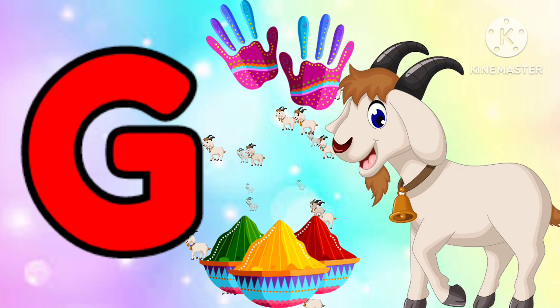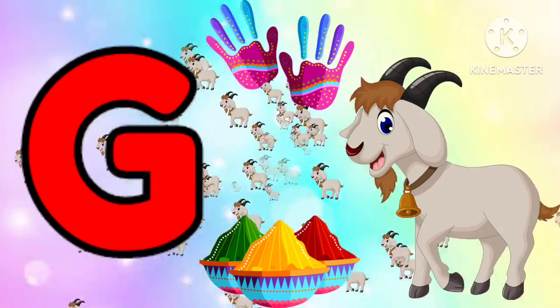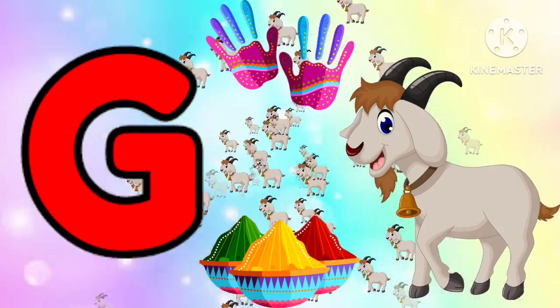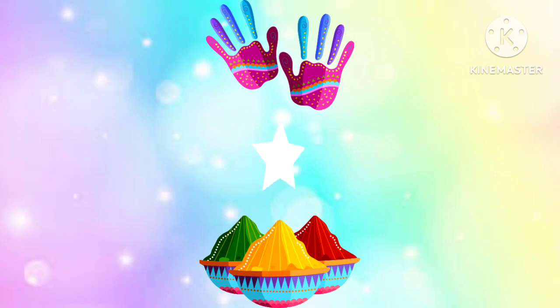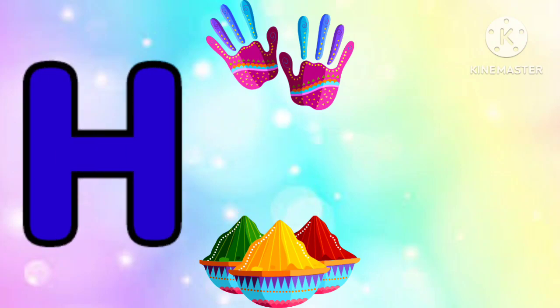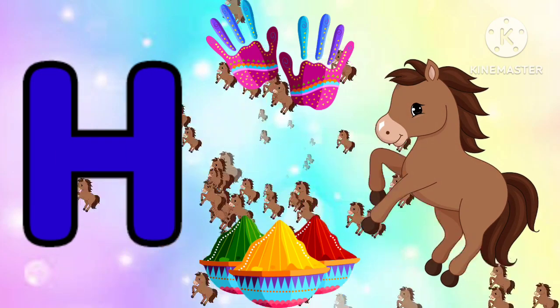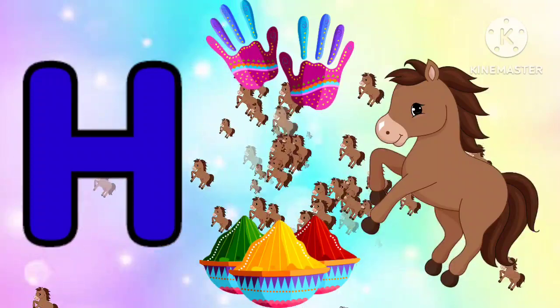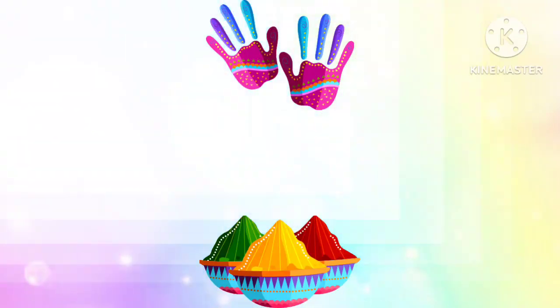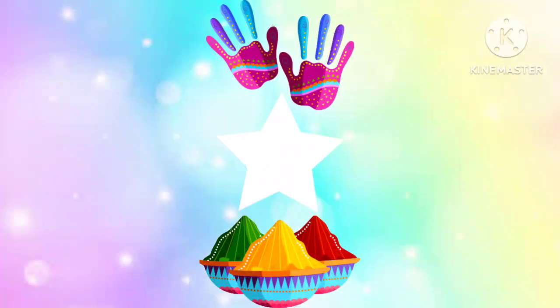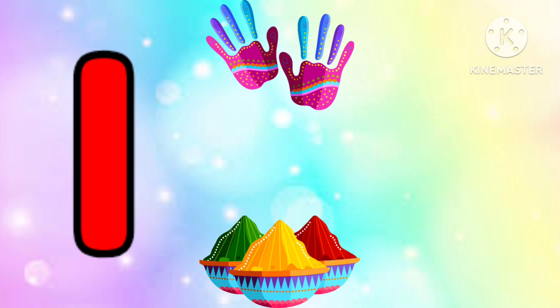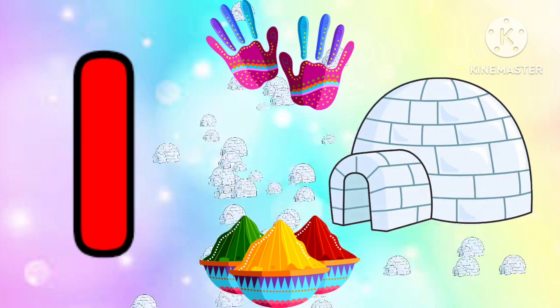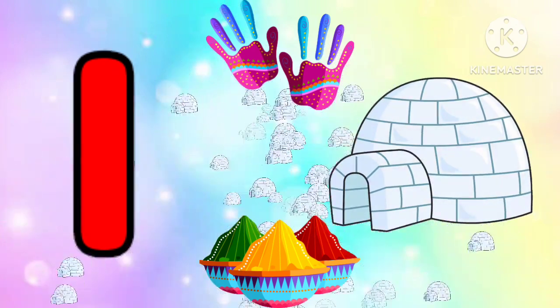G. G is for goat. H. H is for horse. I. I is for igloo.